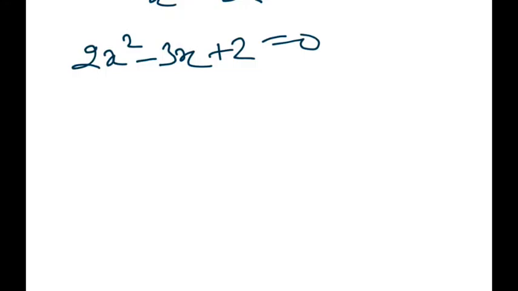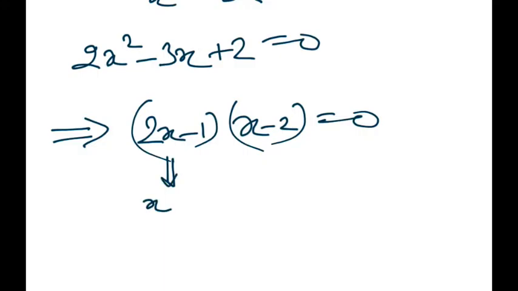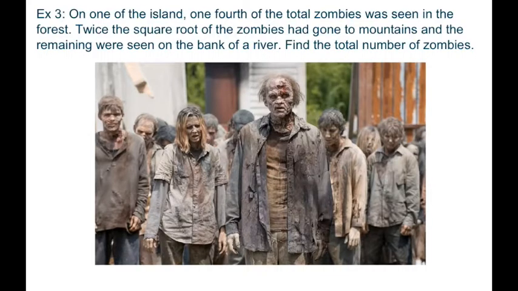We solve this quadratic, we get 2x minus 1. This gives us x equals 1 by 2, which is a fraction. This gives x equals 2. Oh, it's a small number. Okay, so you won't consider the fraction. So the total number of minions is 2. That's pretty small. Okay, let's read the next example.